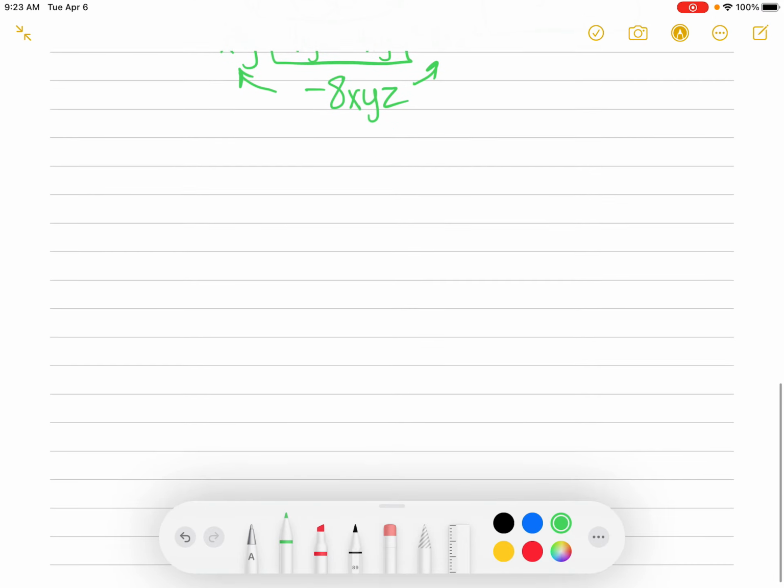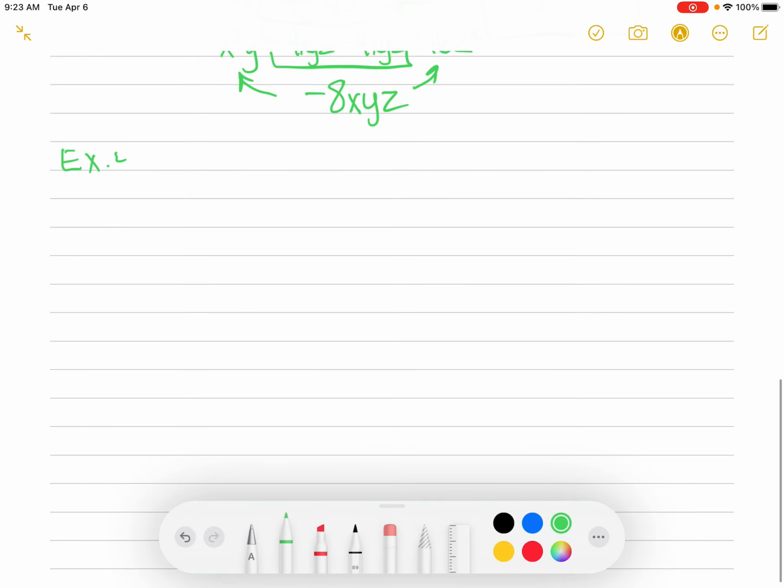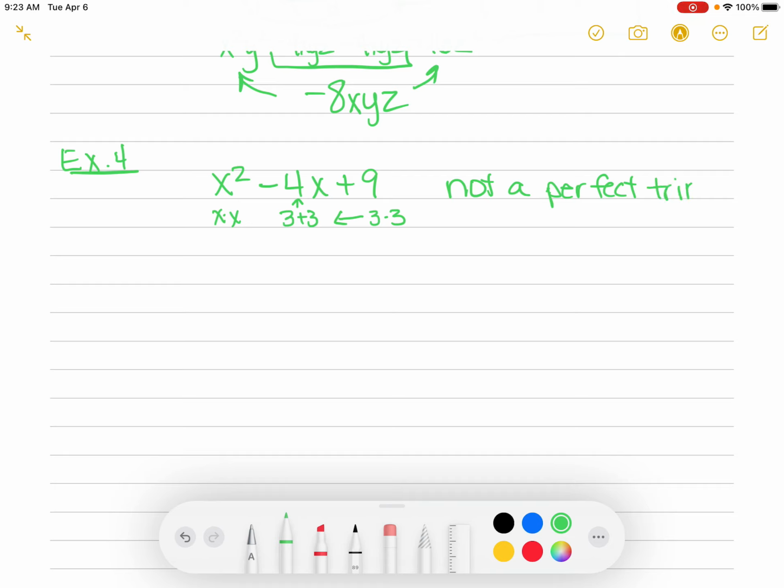Okay, hopefully y'all got that one. Let's move on to the last one, example 4, and that is xy minus 4x plus 9. First thing I'm going to ask myself is, is this a perfect trinomial? So this is x times x, and this is 3 times 3. But when I take the 3 times 3 and say 3 plus 3, that does not make this 4. So this is not a perfect trinomial. We do not have to do anything because I cannot factor this.